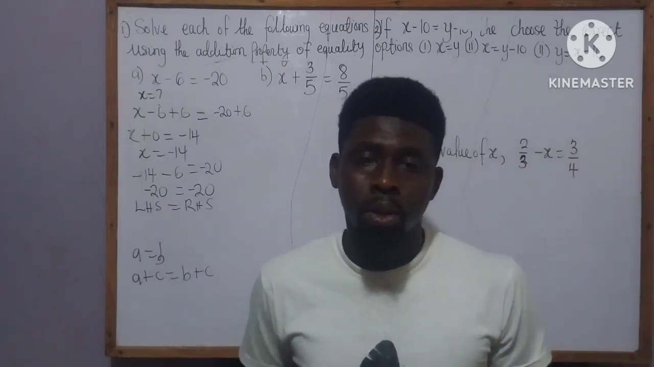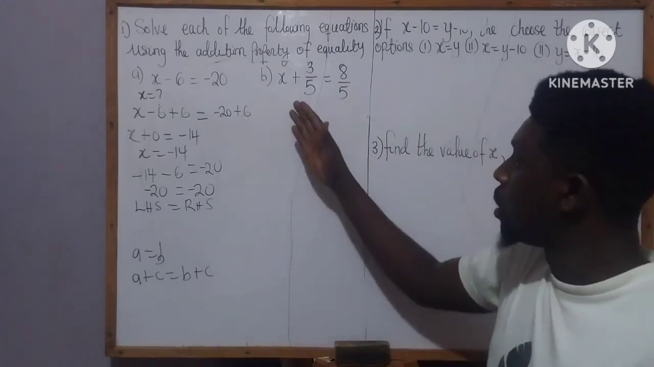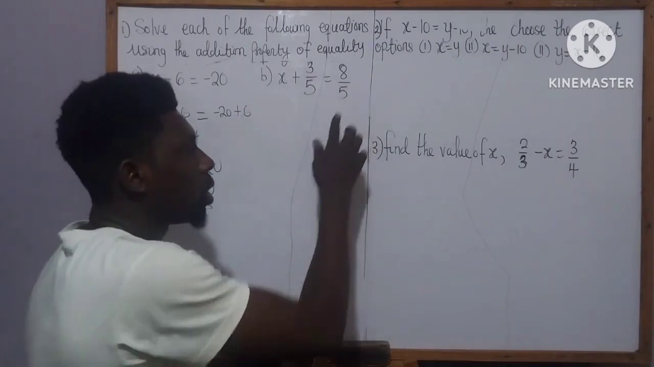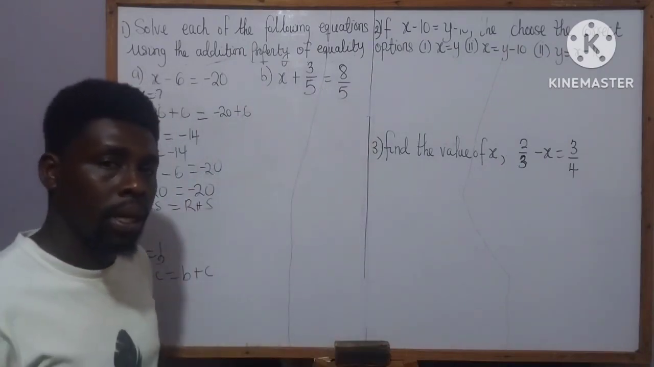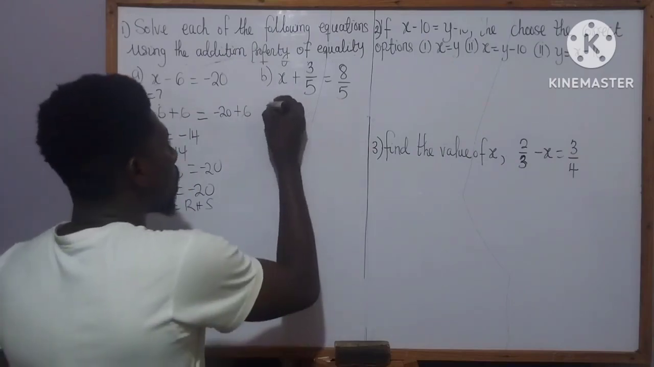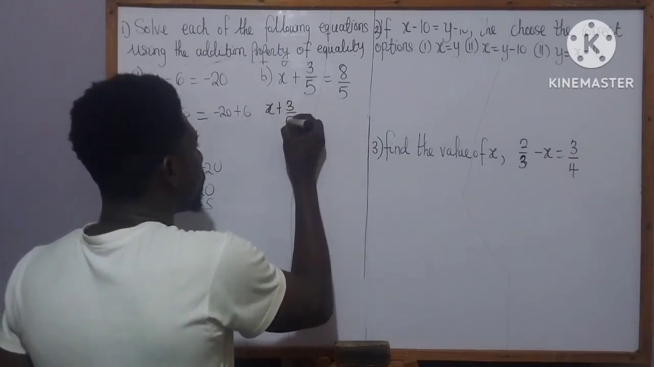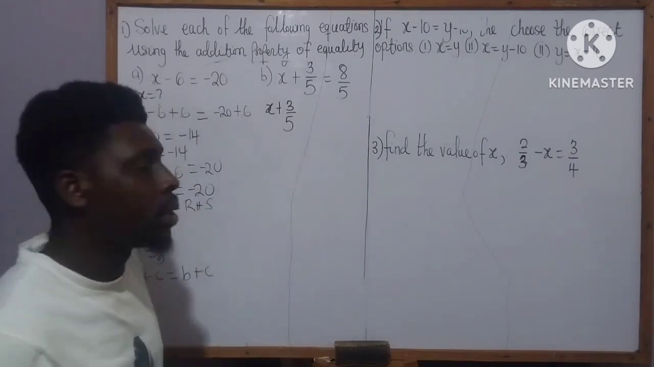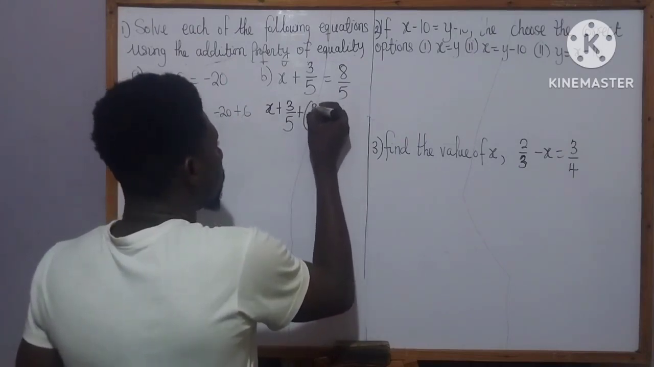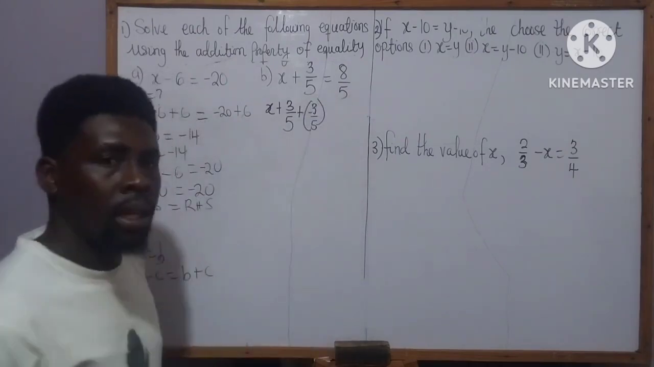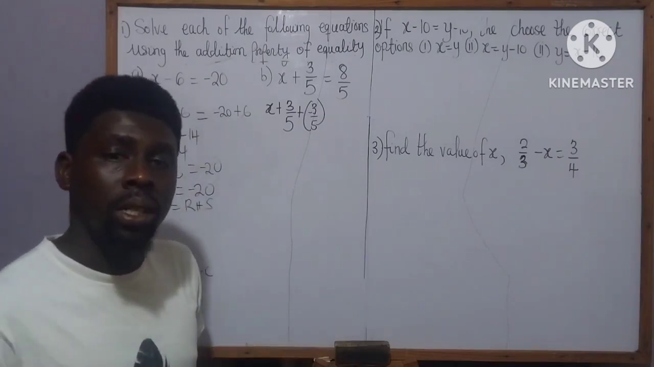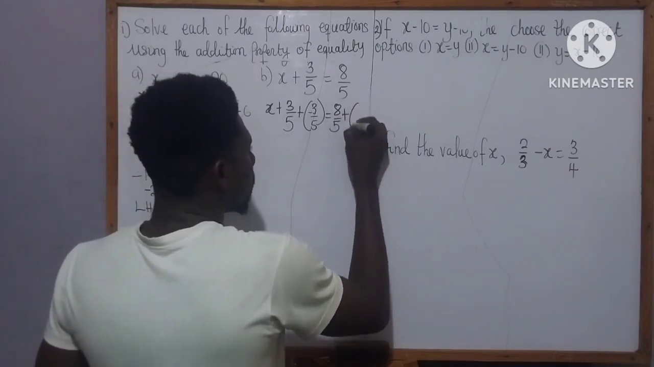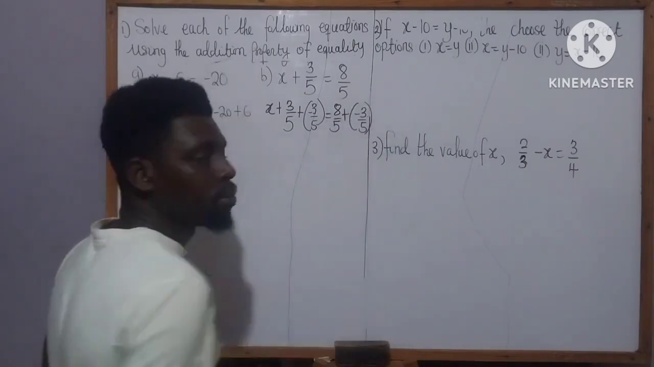Which tells us that the equality still remains. Now we apply the same knowledge to the b, which says that x plus 3 over 5 equals 8 over 5. We are applying the same knowledge over here as well. So x plus 3 over 5. Think of what fraction you can add to eliminate 3 over 5. And that fraction is negative 3 over 5. So as you do to the left-hand side, you do the same to the right side of the equation, which is 8 over 5 plus negative 3 over 5.